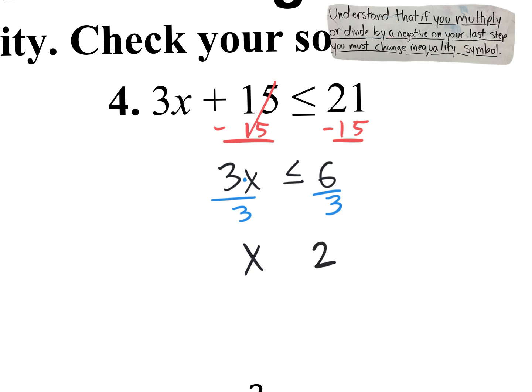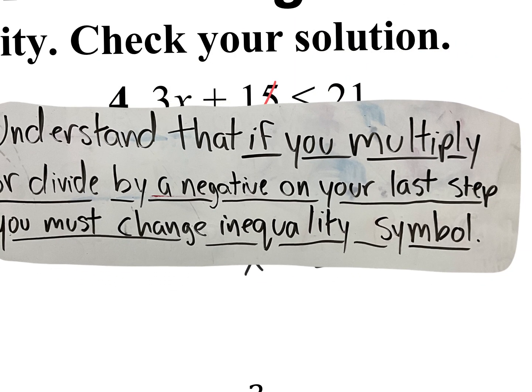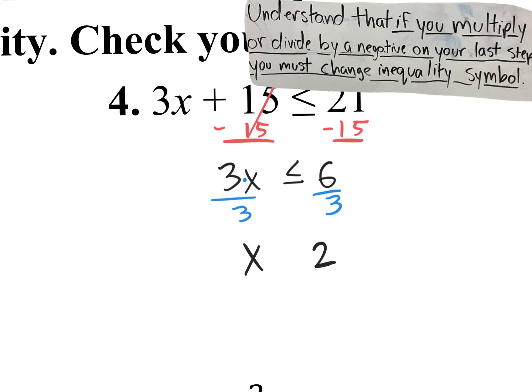Now the question is, do I flip the inequality symbol or do I keep it? Remember, on the board it says, if you multiply or divide by a negative on your last step, you change the inequality symbol. Did we multiply or divide by a negative? No, we divided by positive 3. So you don't change the symbol. It just stays exactly the way it is. X is less than or equal to 2.